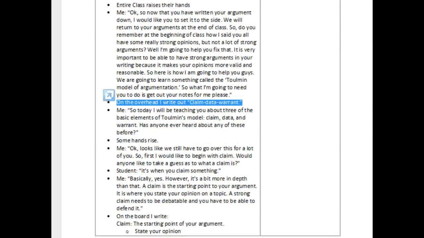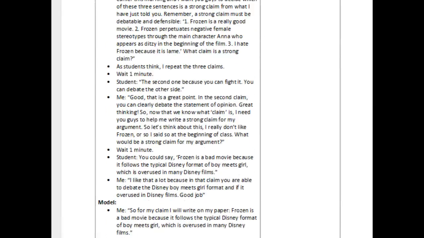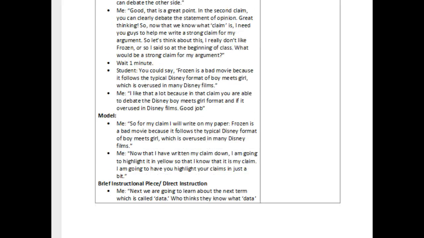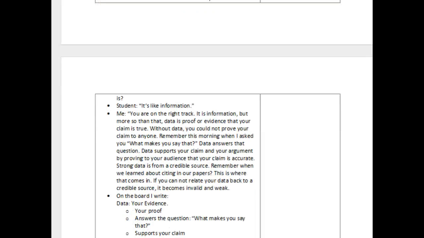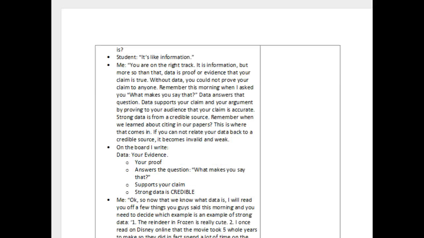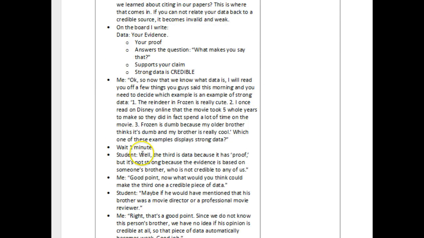Let me show you. So when you go into, hold on, I'm looking for the data. It's in here. Okay, right. So when you go into this stuff called data, right? You look at this stuff, right? Data supports your claim and your argument by proving to your audience that your claim is accurate, and then you go into here.